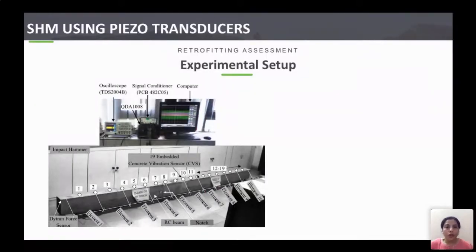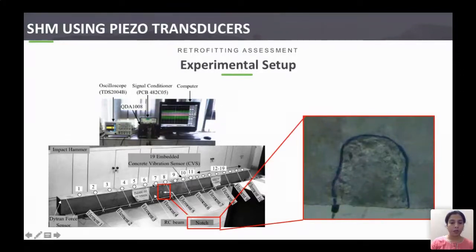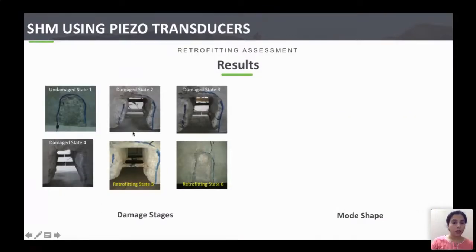So next is the retrofitting assessment using the piezo transducers. In this experiment, we gave deliberate damage to the beam. This is a 4 meter long RCC beam. In this beam, we did 4 levels of damage, and then we did the retrofitting. In the first level of damage, we removed the concrete. In the second level, we cut the first reinforcement and the second reinforcement, and then we welded the two in the retrofitting stage, and then we put the concrete back in retrofitting stage six.